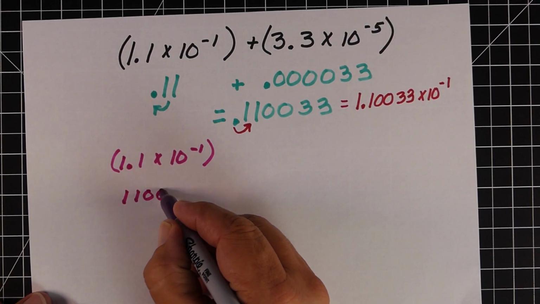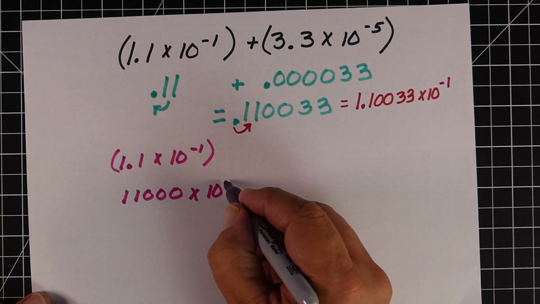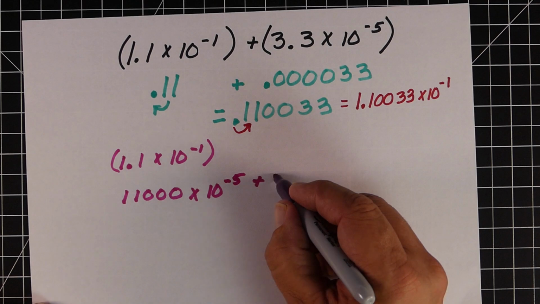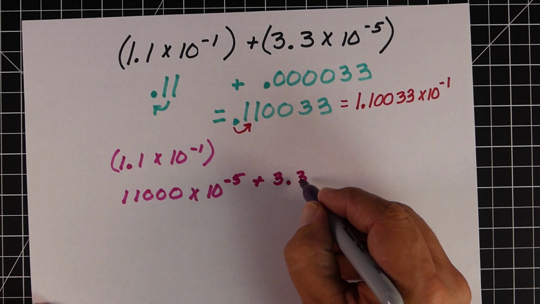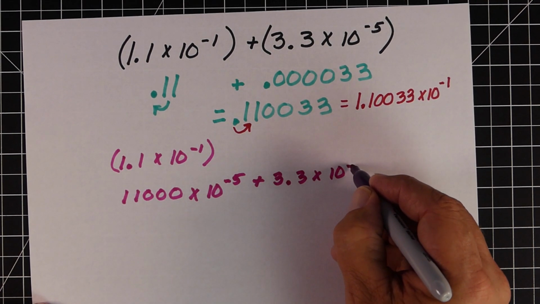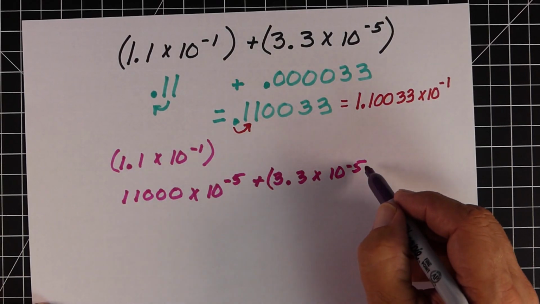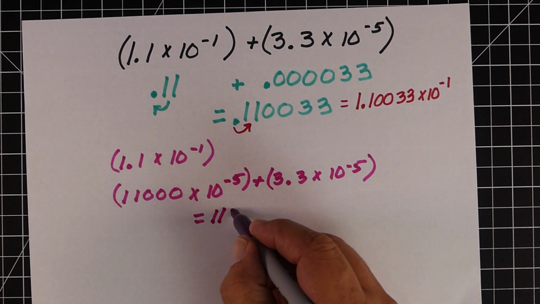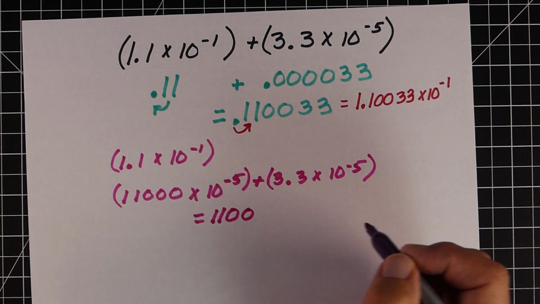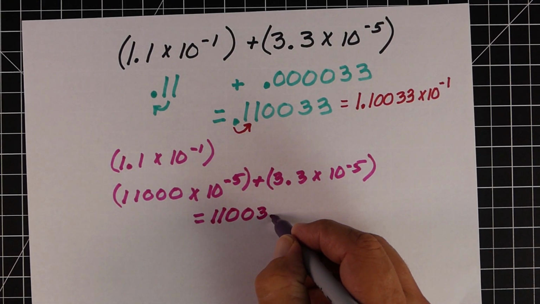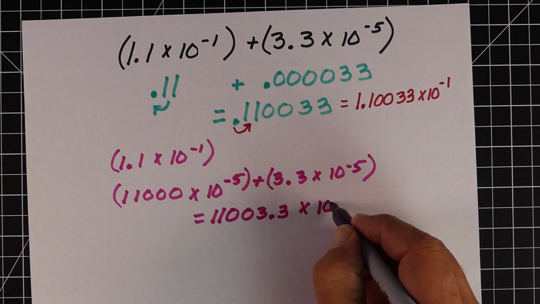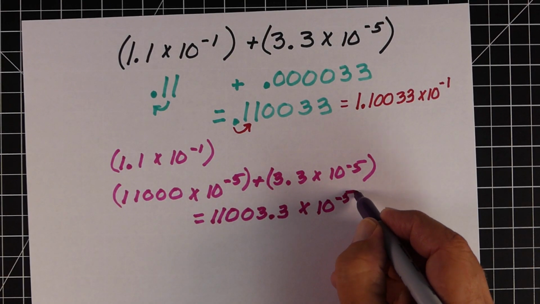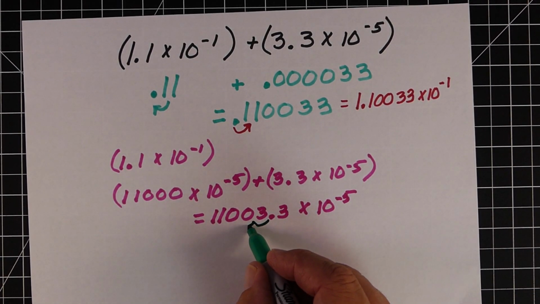Now, the other thing we could do is just convert both of these so they have the same exponent. So let's say we change the one that had the negative 1 exponent into a negative 5. That means you would move your decimal 4 times to the right. And when you do that, you have 11,000 times 10 to the negative fifth. So now you have negative 5 for both of these. When you add up the 2 coefficients, you end up with 11,003.3 times 10 to the negative fifth.